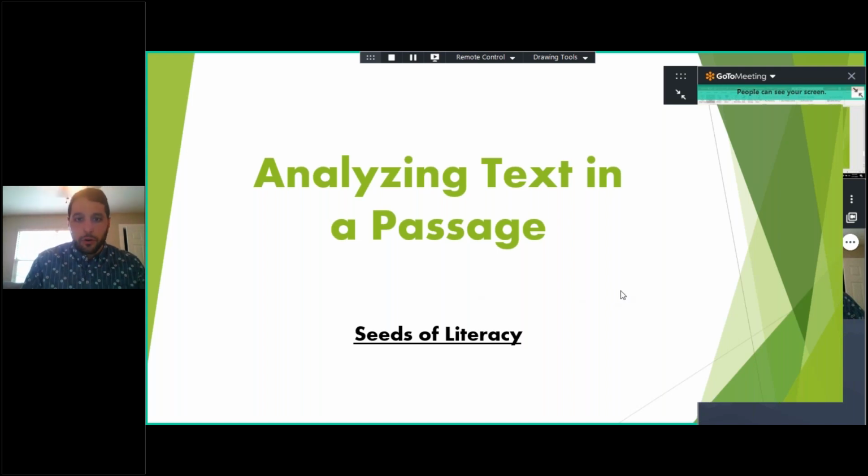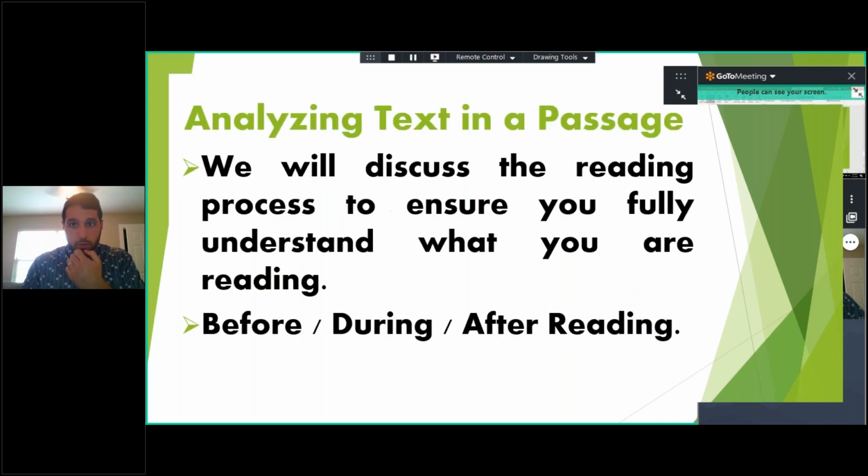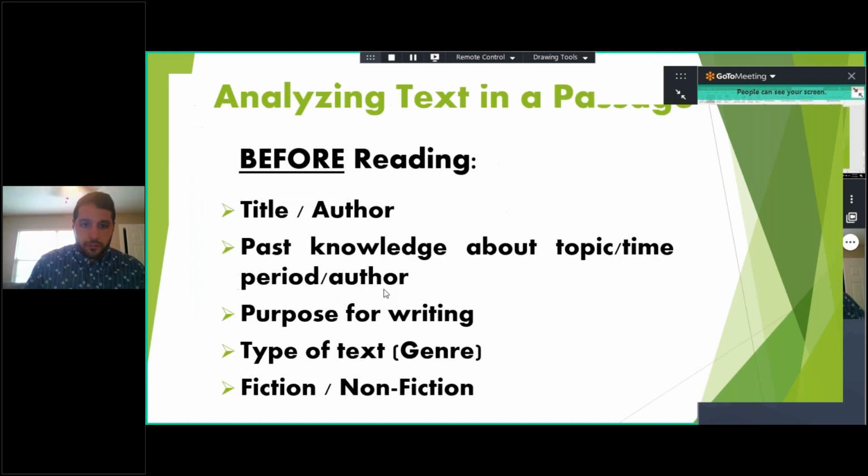And that's obviously the goal when you're analyzing text in a passage: to comprehend everything that you're reading and really understand where the author's going and what they want you to take from the passage. We're going to break it down into three sections: before you read, during reading, and after reading. We're going to go through each one of those portions of the process and talk about what you really need to look for to be able to analyze the text in the passage.